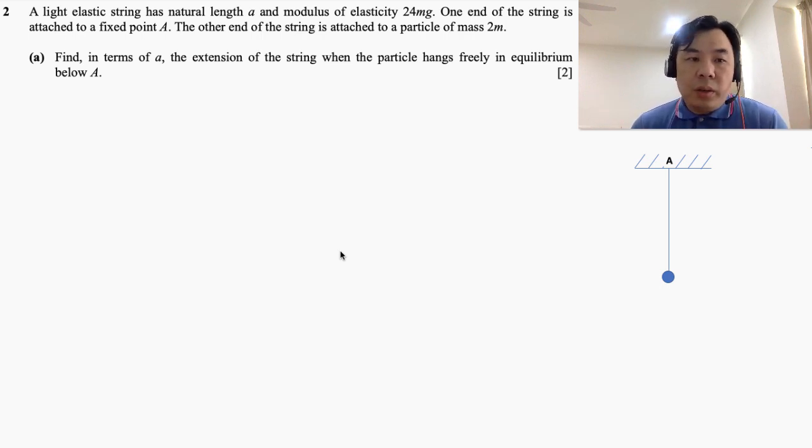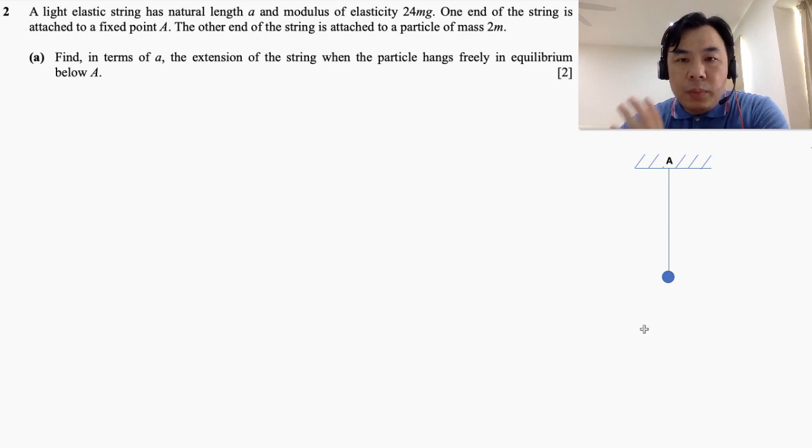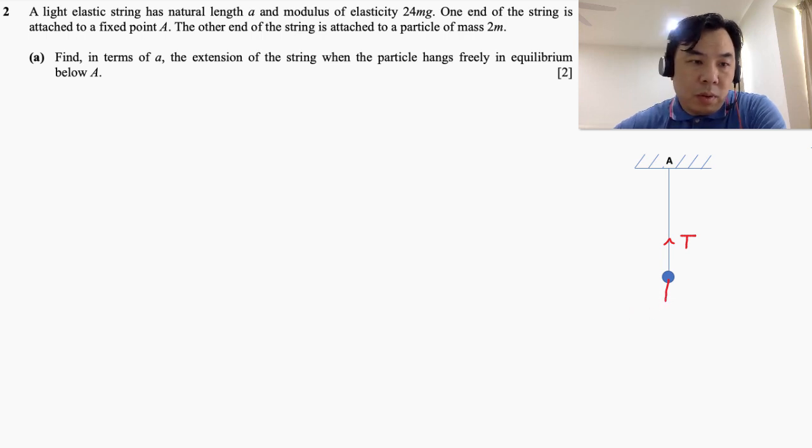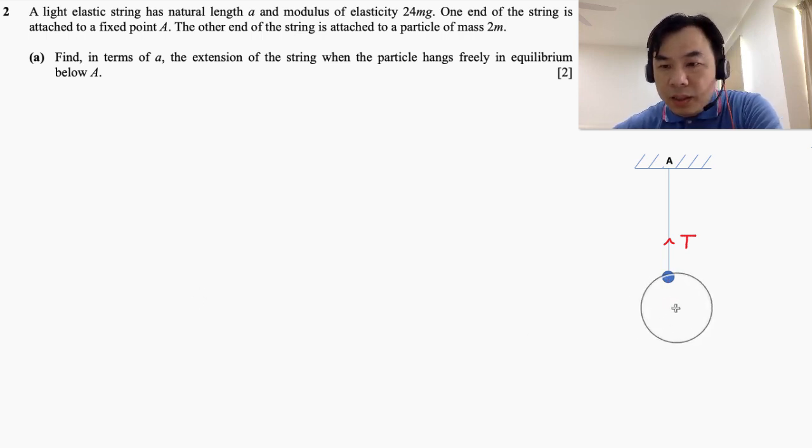Is there any condition that we have to take into account before we can work this out? Now, the first method we're going to use is Newton's second law, since it's indicated that it is in equilibrium. Before you start to answer any questions that involve mechanics, it's always good to label all the forces acting on the system itself. So when it hangs in equilibrium, I assume that there will be a tension here, and then there is a weight.